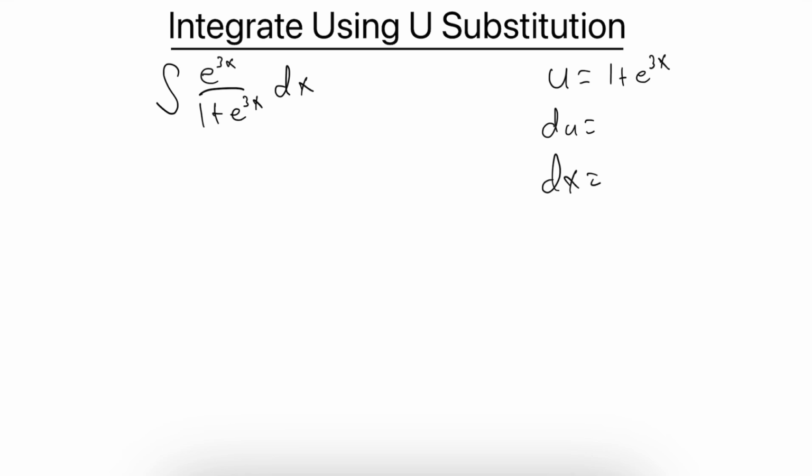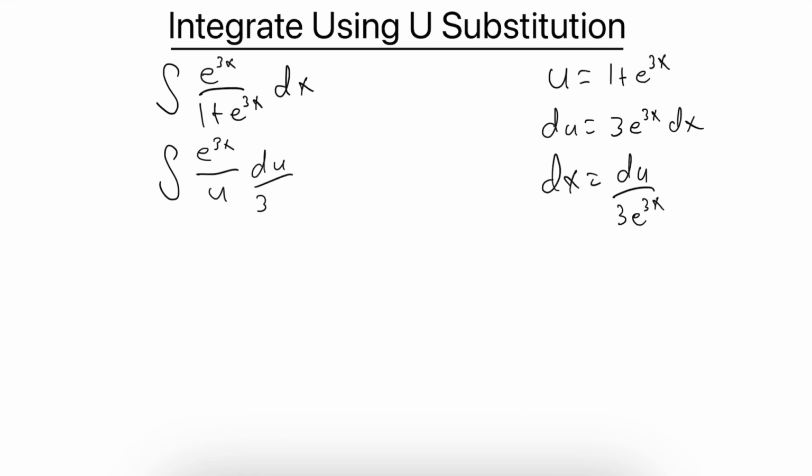So the derivative of that is going to be 3e^(3x) dx. So we'll get dx by itself. We've got du divided by 3e raised to the power of 3x. So now we'll sub everything in. We have the integral of e^(3x) over u du over 3e^(3x).